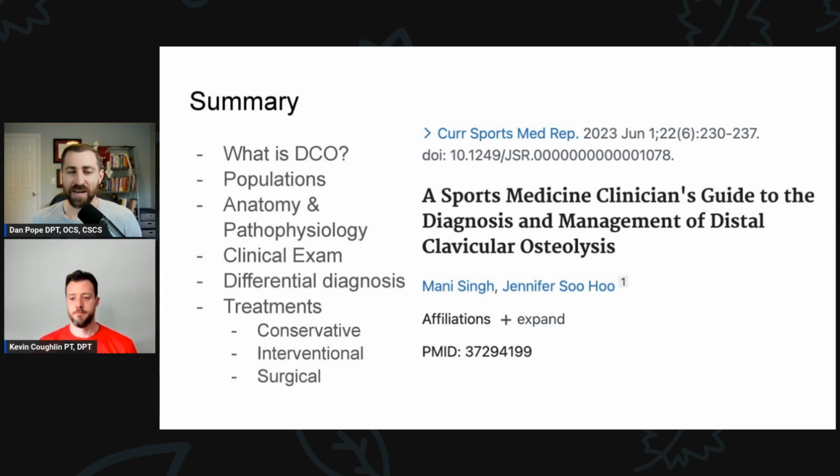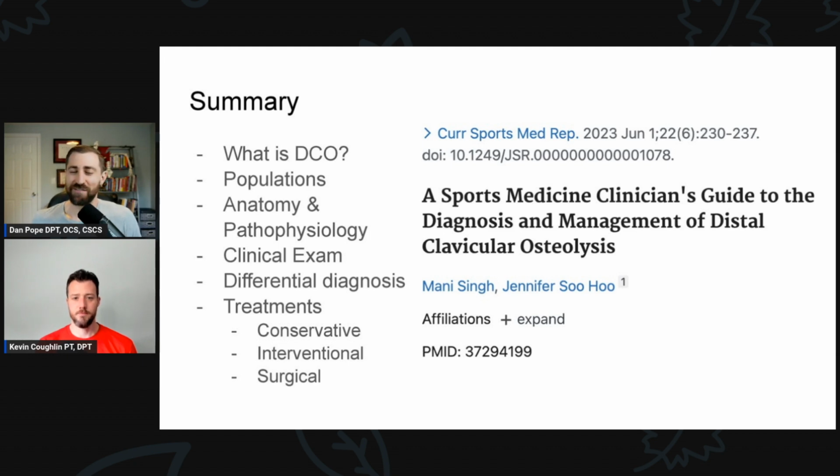What is the anatomy and pathophysiology of DCO? What should your clinical examination look like? What is that differential diagnosis? Just make sure we're treating this accurately, right? Maybe it's something different. We've got to make sure we don't miss things. And then what about treatments? What do we do from a conservative perspective? Do we exercise it? Do we do bed rest, right? Because that might be a thing. Do we intervene with things like injections? And then lastly, do we have surgical options when conservative treatment fails?